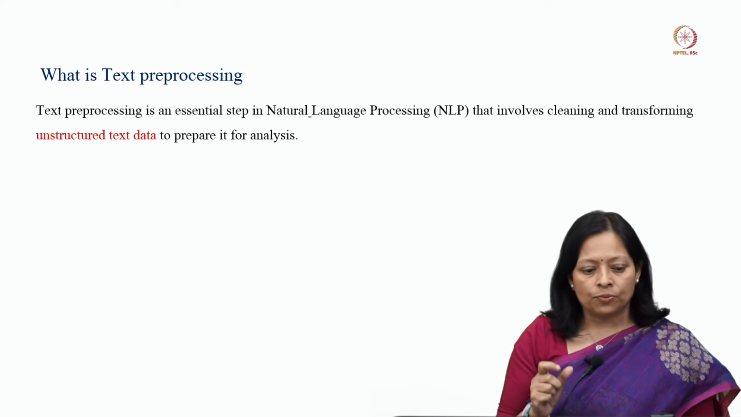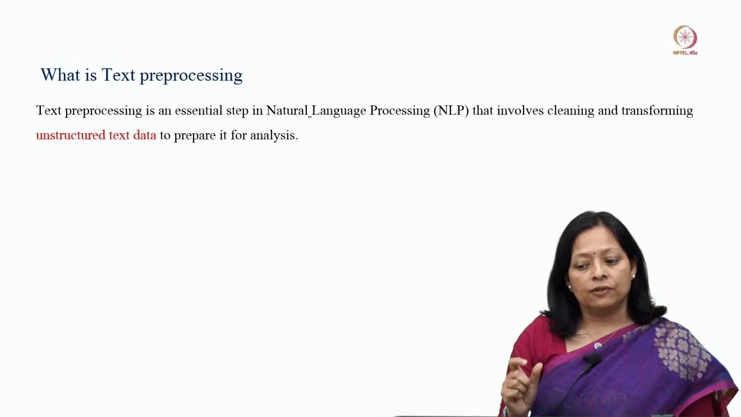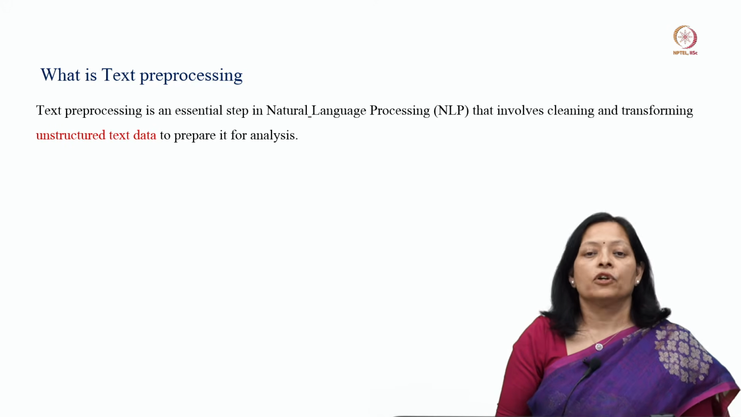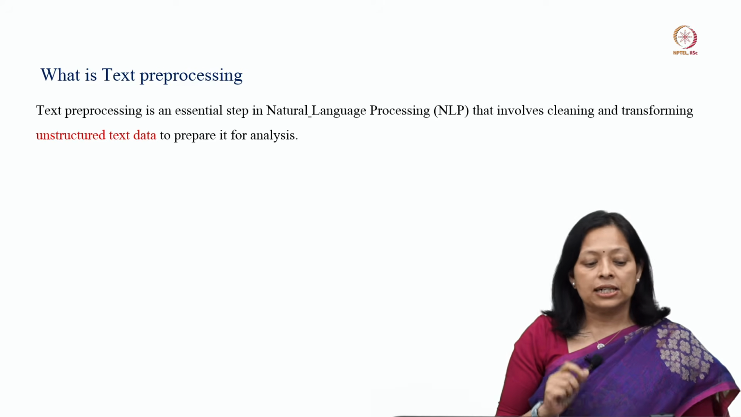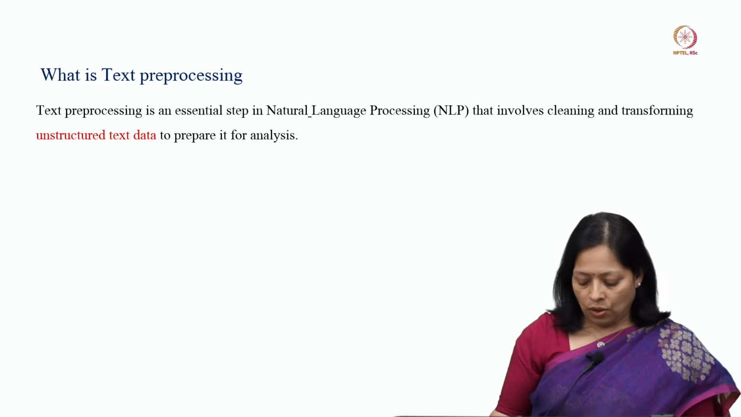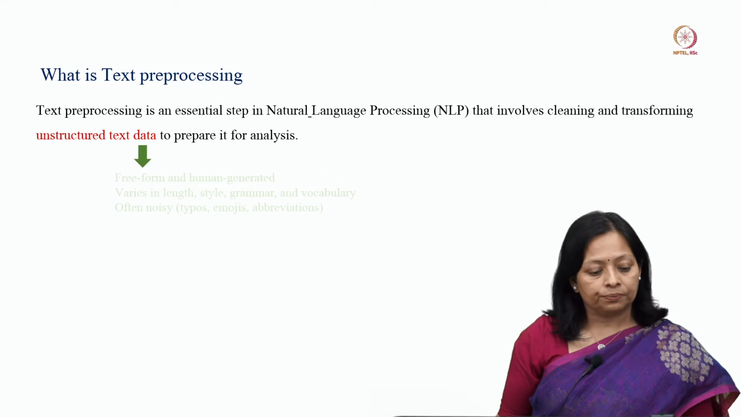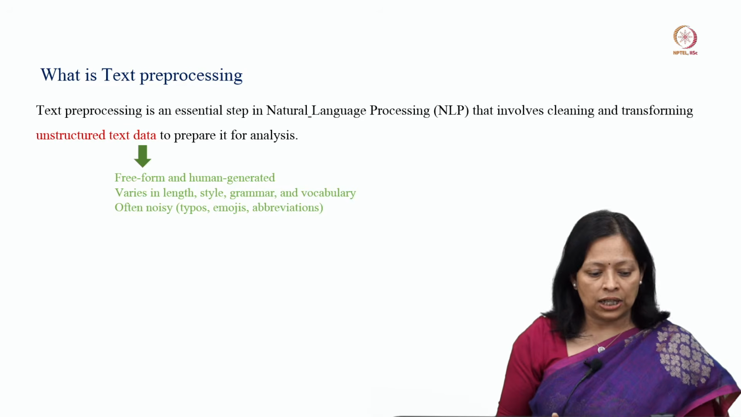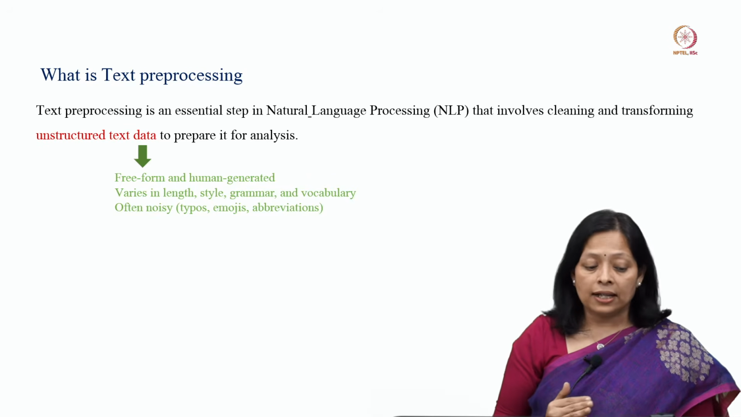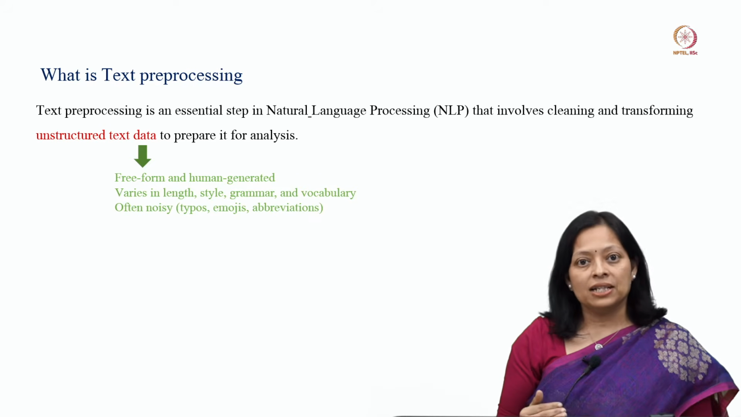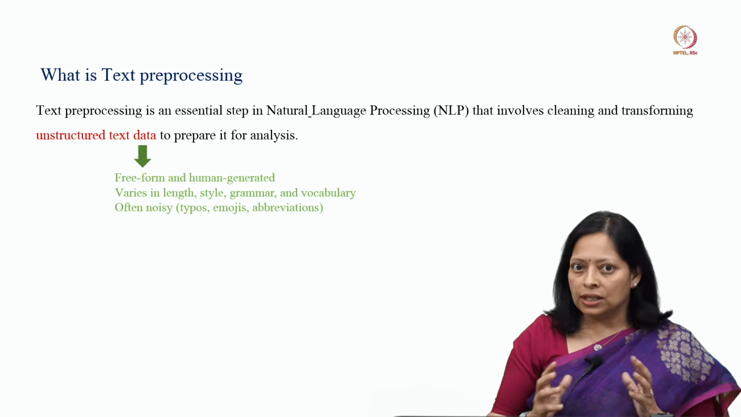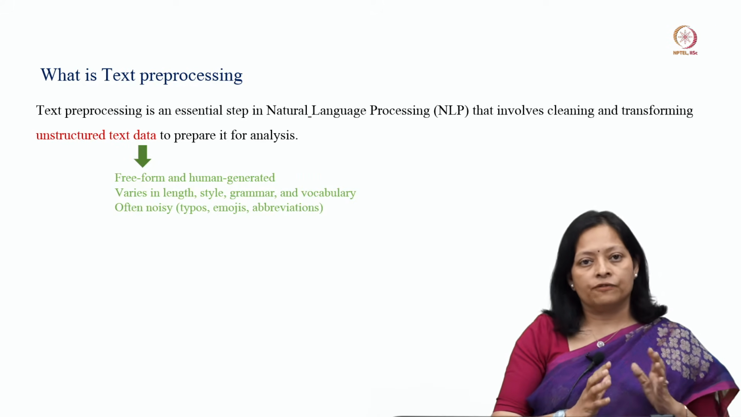So text preprocessing is a step that involves cleaning and transforming the unstructured text data to prepare it for analysis. Now, there is a word, unstructured text data. What exactly is the meaning of that? Unstructured text data means it is free form and human generated. It can vary in length, style, grammar, vocabulary, and it is often noisy. Noisy means it can have typos, it can have emojis, it can have abbreviations. So all these things are coming in the form of text.